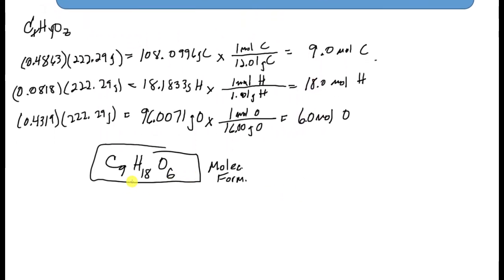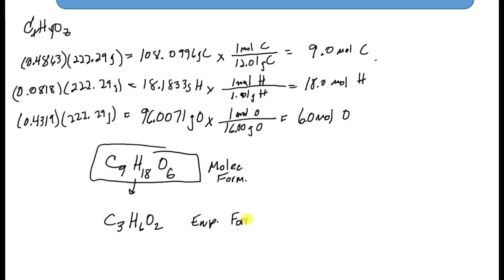Now, if they ask you for the empirical formula, all you would have to do is reduce this down. So all you'd want to do here is pull out the 3 from each of these. So it would be C3H6, and that would be your empirical formula for this particular compound, which is what we saw in the previous step.